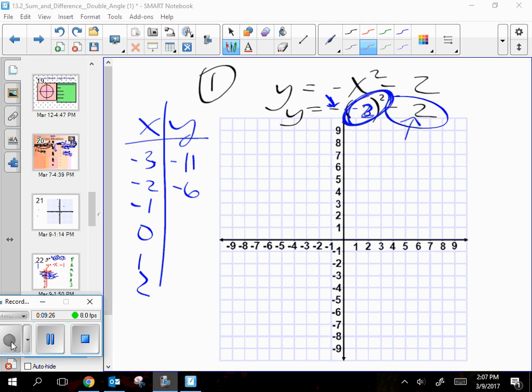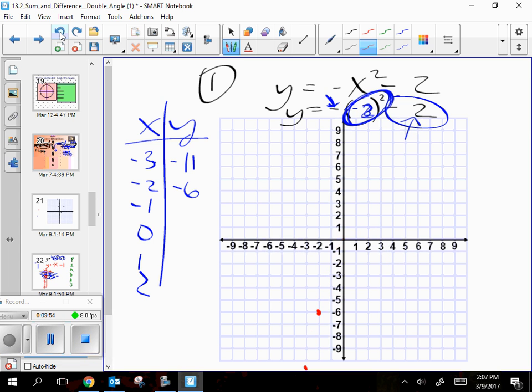Then I'm going to graph those 2 points. -3, -11 goes, oh my gosh, off the screen. That's okay. I'm going to put a dot. You should too, just off the page where it would be if there was an 11. -2, -6 goes right here. And hopefully, eventually, this thing's going to be an upside down parabola, and you'll see that it goes something like that when it's all done.